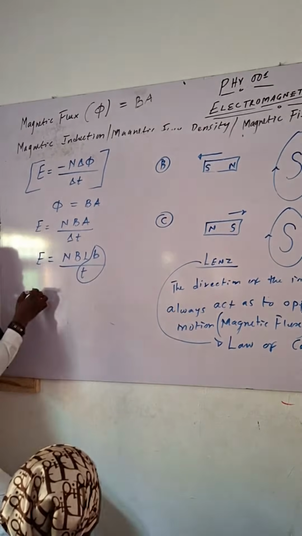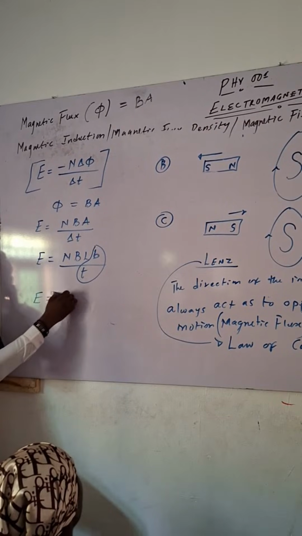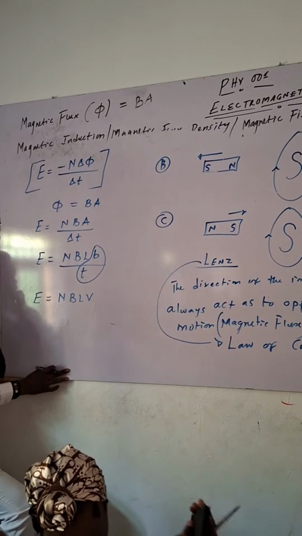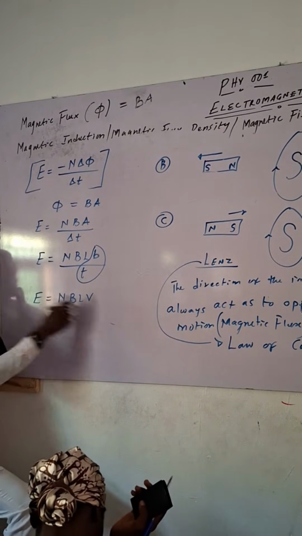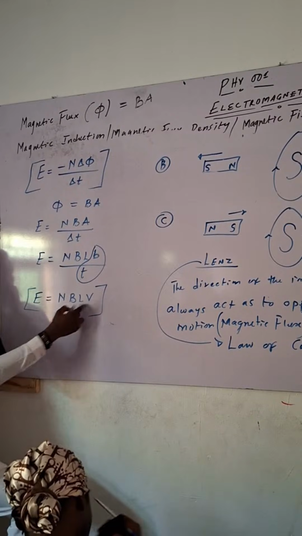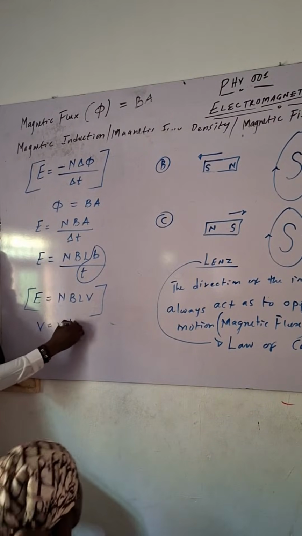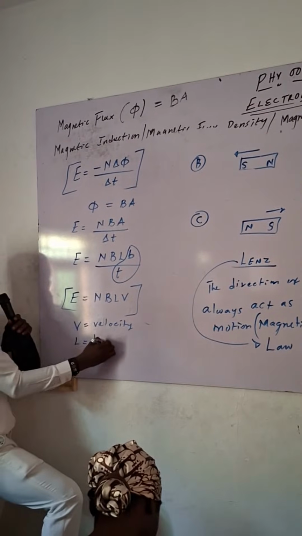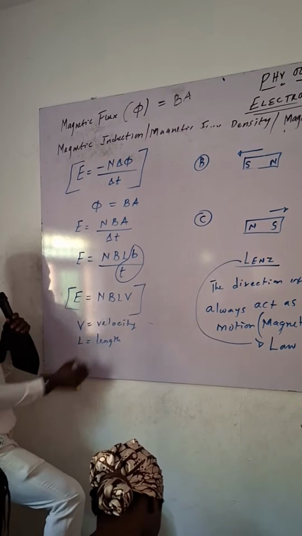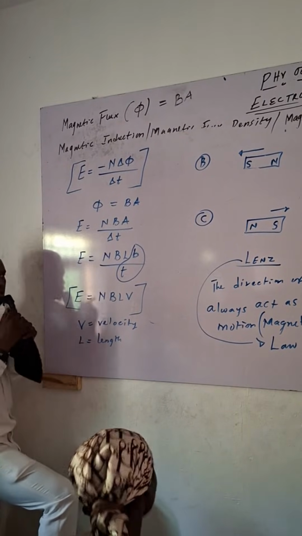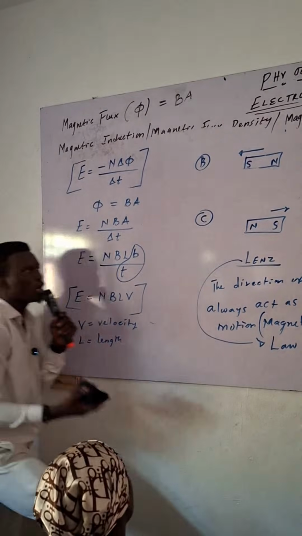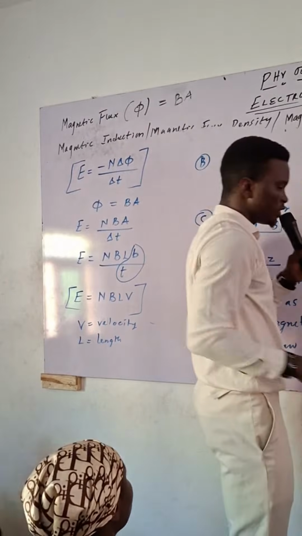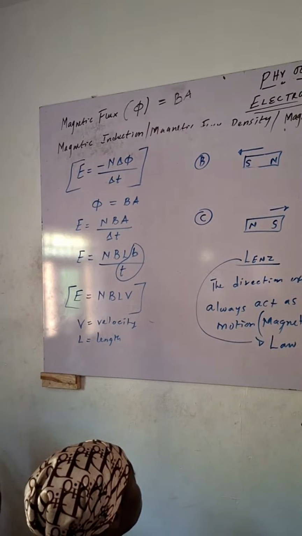So that means I can say E is also equal to NBLV. Do you get that? So NBLV, V is the velocity at which you are moving the coil. L is the length of the coil or the length of the wire, while B is the magnetic field strength and N is the number of turns of the coil. Now, our experiment does not end here. You can move the magnets and you can as well move the coil.